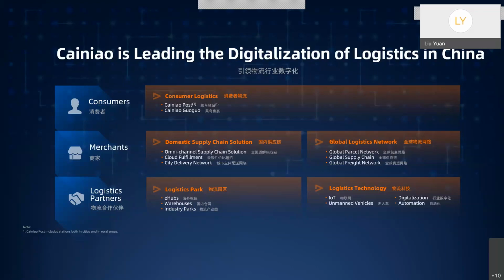And to the logistics partners, we build logistics parks, which include the e-hubs for the overseas network, the warehouses for the domestic network, and the industry parks for the industry belts. And the logistics technology unit is working on leading-edge technology to drive innovations, including IoT, digitalization, unmanned vehicles, and automation solutions.